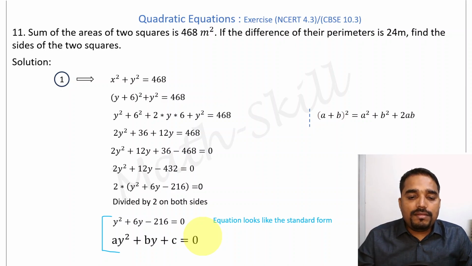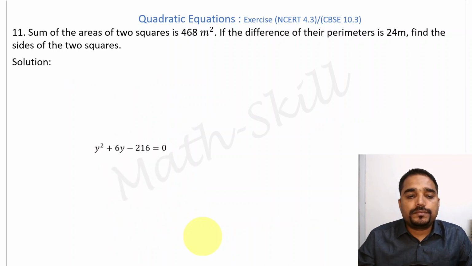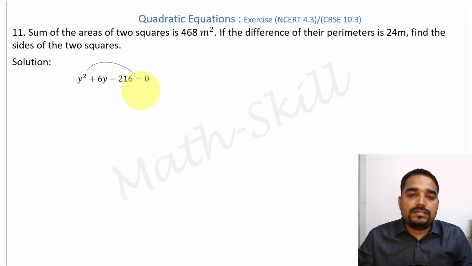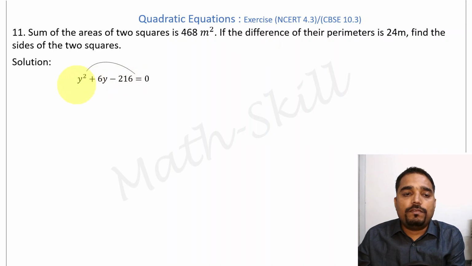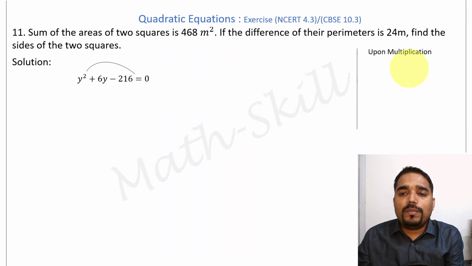Now let us apply the factorization method. So to start the factorization, we will have to multiply the first term and the last term here, that is y square with plus sign multiplied by minus 216 is what is to be done. Upon multiplication of the selected factors, we should get y square multiplied by minus 216 is minus 216 y square.